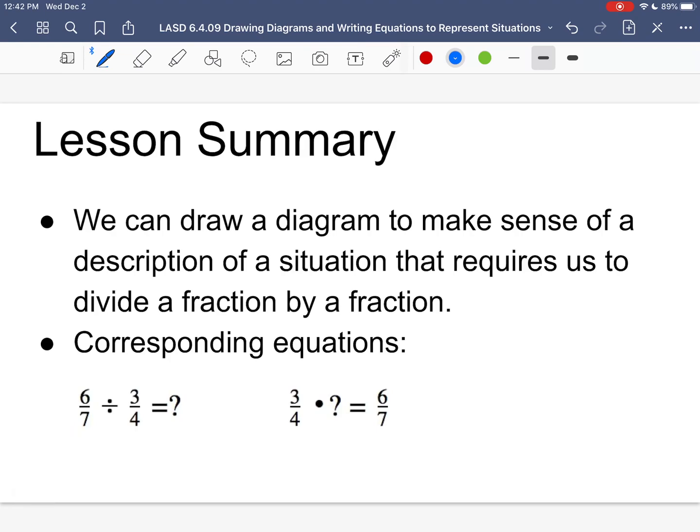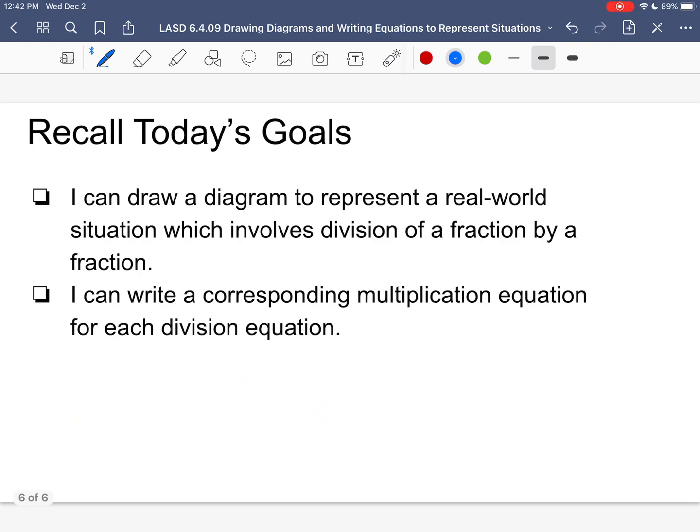So to summarize, we can draw a diagram to make sense of a description of a situation, and we can actually answer the question from the diagram. And there's a corresponding multiplication equation for each division equation. Here's an example, 6/7 divided by 3/4 is some number, or we could say 3/4 of some number is 6/7. So to recall today's goals, they were that you can draw a diagram and write a corresponding multiplication equation and division equation to represent word problems which involve division of a fraction by a fraction. And that's the end of today's lesson.